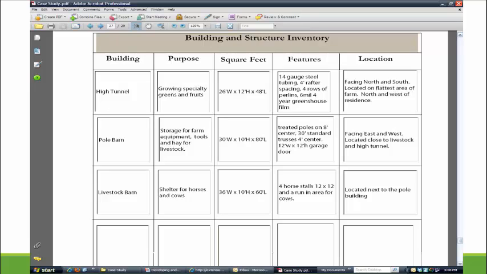Here's a building and structure inventory. It's another great inventory to keep if you've got some structures on the farm. What is the square footage of that? What is the purpose? What are their features? And again, important for the valuation of it. If you've had any appraisals done, if you're going to insure it, keeping these records can definitely be a benefit.